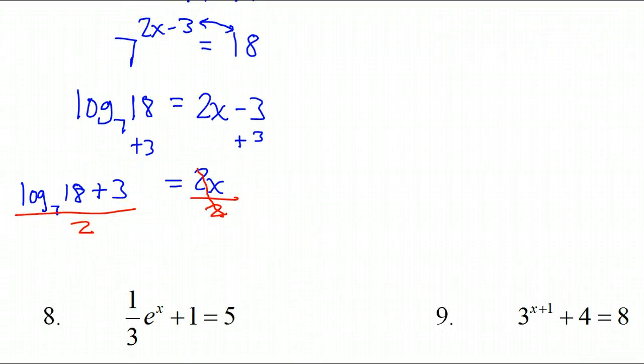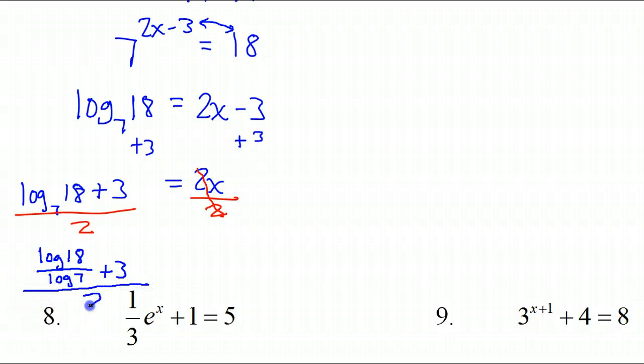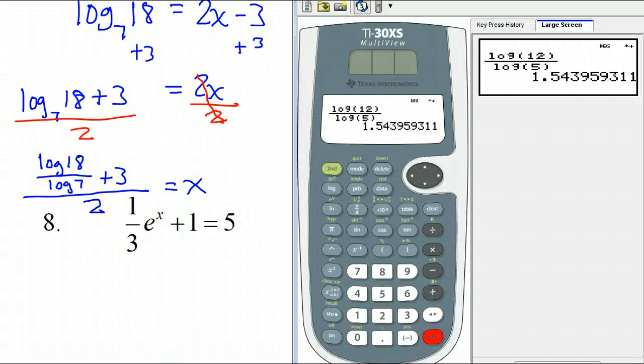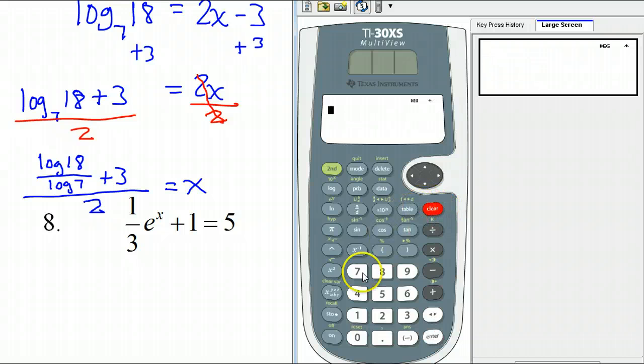Alright, so in terms of how you would put this in your calculator, you still have to do change of base here. So I'm going to have log 18 over log 7 plus 3. All that's the numerator. Then all of that is divided by 2. Alright, that's going to give me my x value. Okay, fine, so let's do that. Kind of an ugly expression, but it can be done.